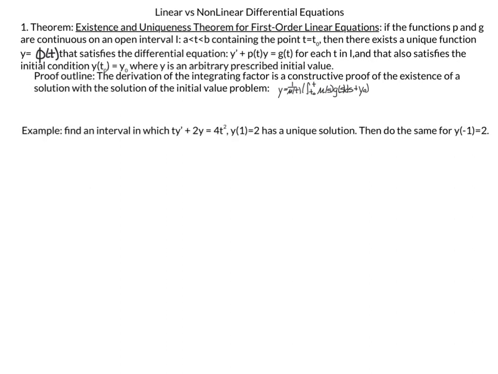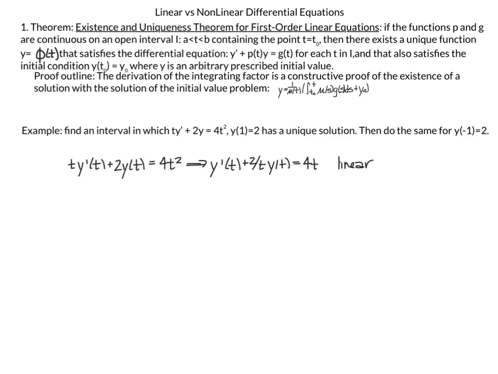Our first example is: find an interval in which t y prime plus 2y equals 4t squared, and y of 1 is equal to 2, has a unique solution. And then do the same for the initial condition y of negative 1 is equal to 2.